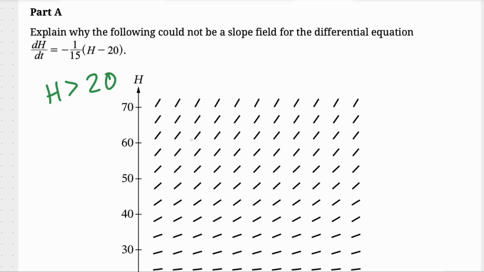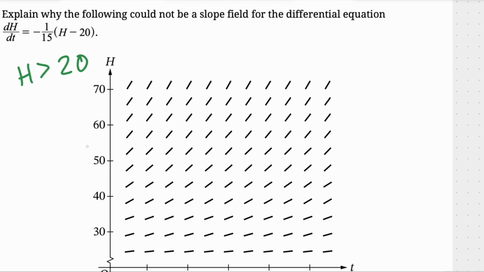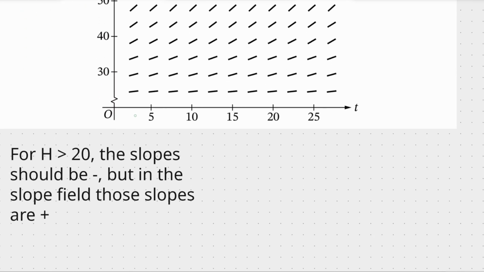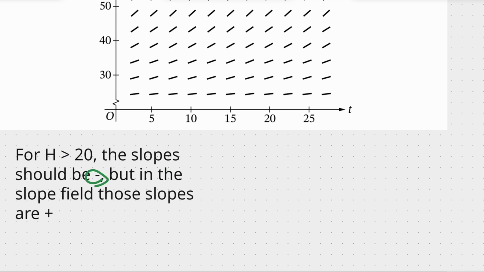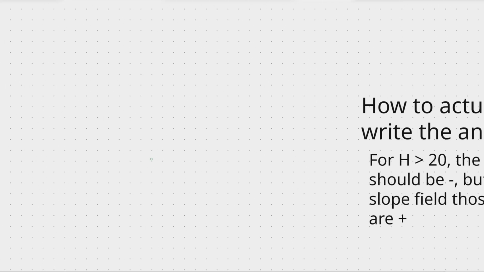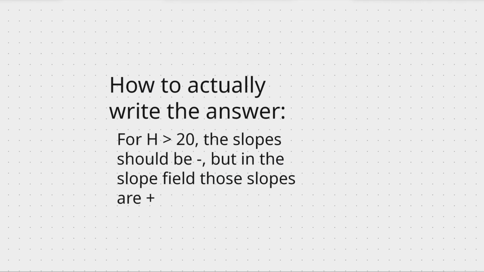Okay, so these lines are all wrong, right? We know that h is bigger than 20 here. I mean, all of these values are bigger than 20. So that's what I said here in my answer. The slope should be negative. I even used a minus sign. You can do that. You don't have to write the word negative. But in the slope field, the slopes are positive. And that is literally how I would write my answer on the actual exam.